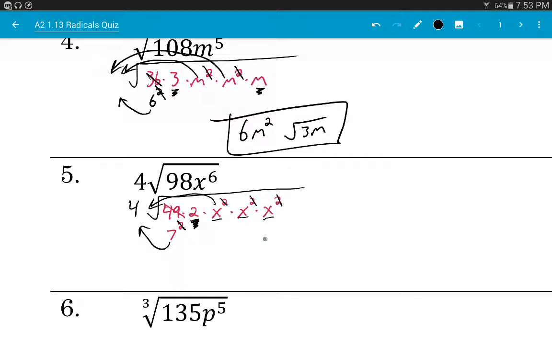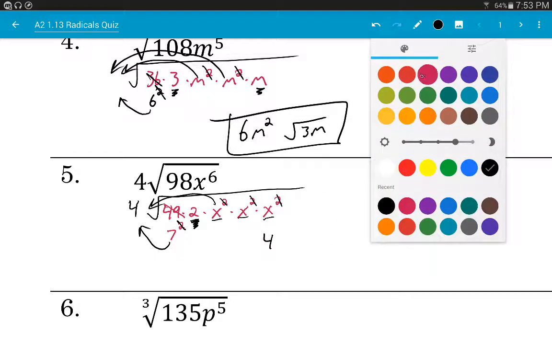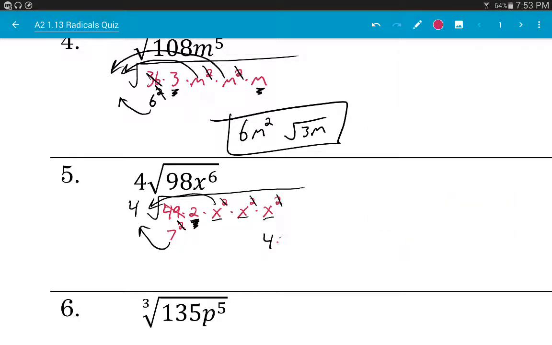So let's see now. I got a lot going on. So I had a 4 out front. I now also have a 7 out front. And I have 3 x's. So this is 4 times 7 is 28. X cubed. And under the radical still just the square root of 2.